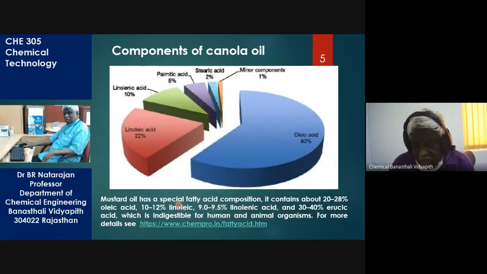Mustard oil has a special fatty acid composition. It contains 20 to 28% oleic acid, 10 to 12% linoleic, 9 to 9.5% linolenic, and 30 to 40% erucic acid, which is not there in canola. Erucic acid is indigestible for human and animal organisms. And if you want to know more details about this, we could just have a look here.